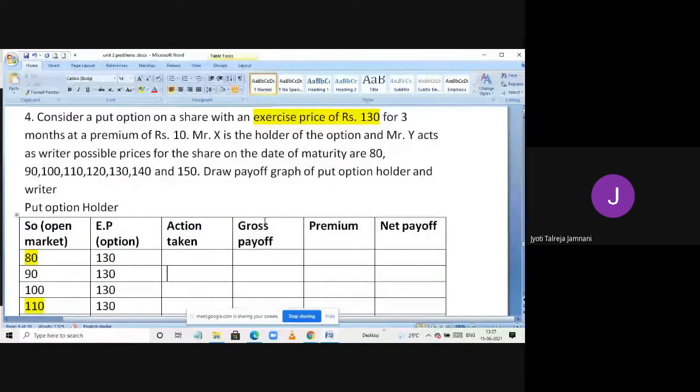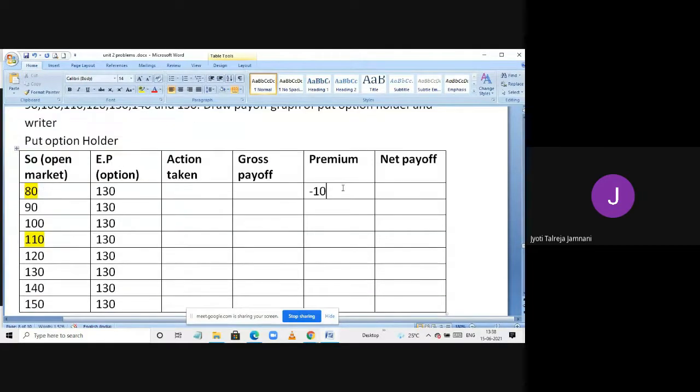And now we'll see what's to be done. We're doing it for the put option holder. So when you do it for the put option holder, the premium of 10 rupees is paid by the holder, because he's taking the right to decide whether he wants to sell or not. For that decision making, he needs to pay a premium. So when he's paying, it is minus 10. So the holder has to pay the premium. Write it in all the columns.